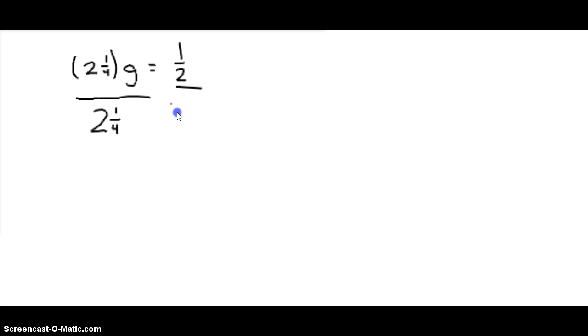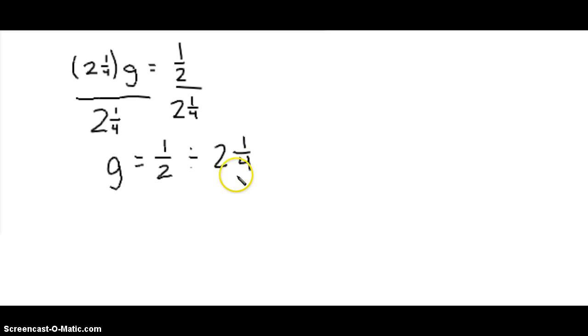Alright, let's say I have 2 1/4 times g equals 1/2. Again, this time I'm going to divide both sides by the number that's multiplied by g, because if I divide both sides by 2 1/4, the equation still stays equal. Both sides still stay equal to one another. So now I have g is equal to 1/2 divided by 2 1/4.